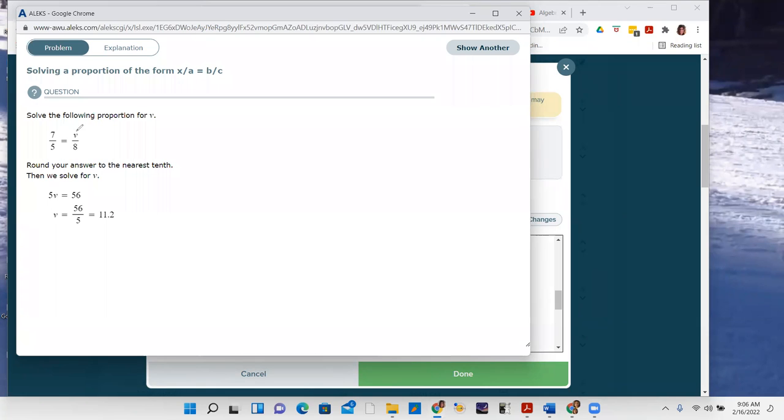So notice here on the right, we have v divided by 8. So I could multiply both sides by 8. And the 8s cancel. And then you can just multiply straight across on the left. And notice you get 56 fifths.